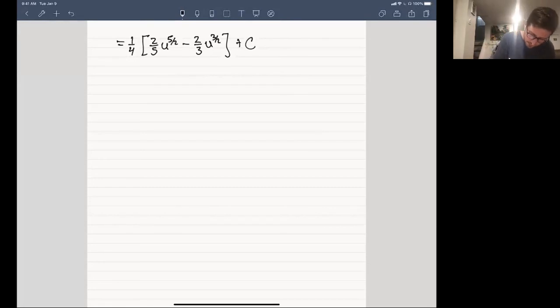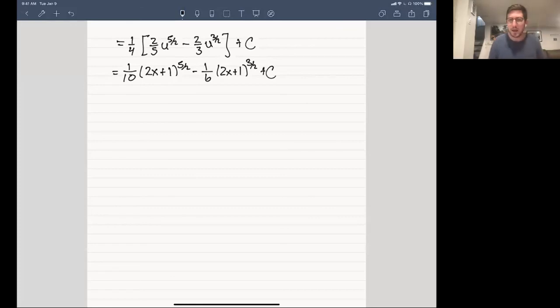And so now let's clean it up a little bit. This gives me 1/10. That's 1/4 times 2/5. Substitute back for x. So I get 2x plus 1 to the 5/2. Same thing, 1/6 here now. 2x plus 1 to 3/2, and then plus c. So that's my antiderivative of that function.